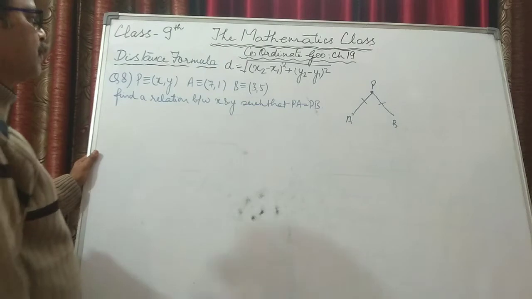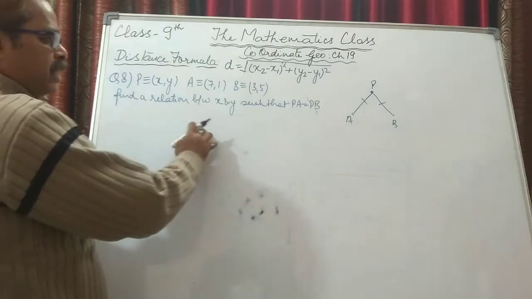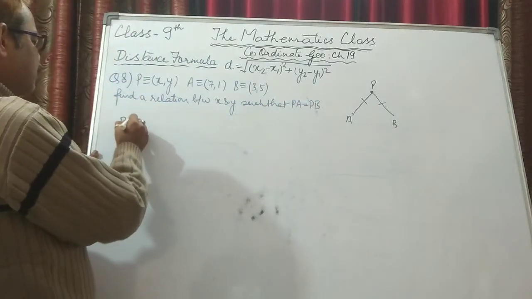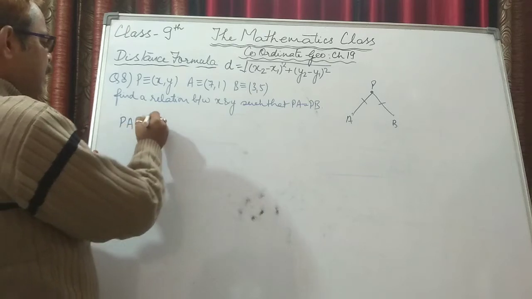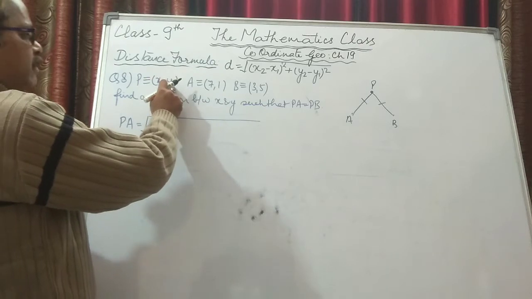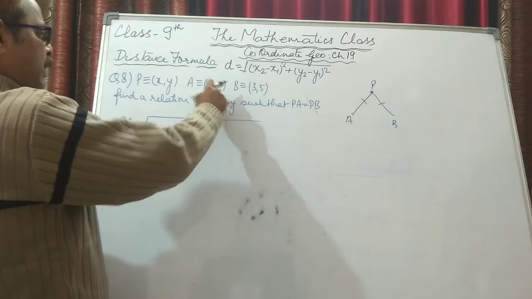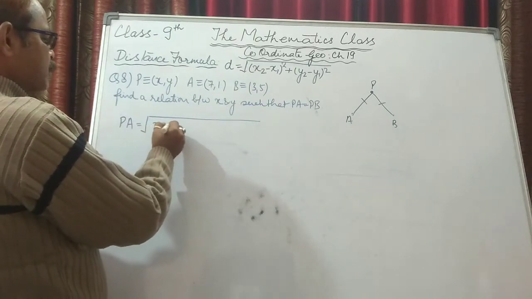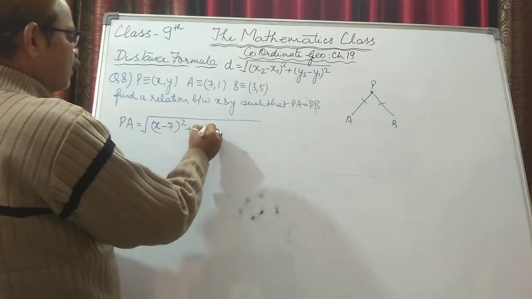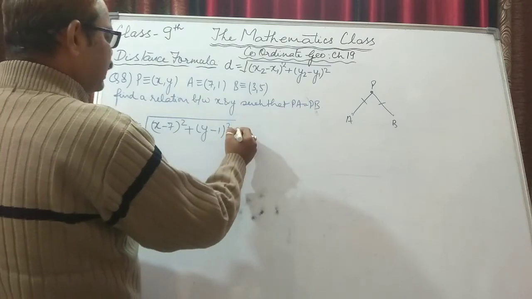So what are we going to do? We will find the value of PA, we will find the value of PB, and then we will equate, because it is given PA is equal to PB. So I am going to find the value of PA first. PA will be, again, by the distance formula. x will be x1, y will be y1, and 7 will be x2, 1 will be y2. So the square root of (x minus 7) whole square plus (y minus 1) whole square is your PA.